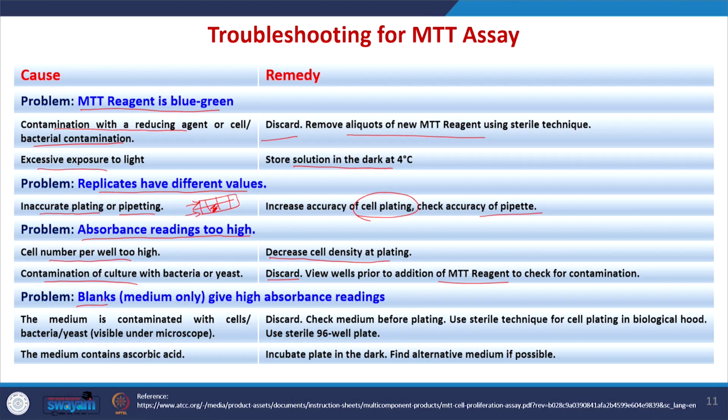And the last problem is the blank. If the medium alone is giving an absorbance reading, in that case the medium is contaminated with bacteria or the medium contains ascorbic acid. If it is contaminated with bacteria, we have to discard it. If the medium has ascorbic acid, or if you are not incubating the MTT assay in the dark, that will lead to an increase in the absorbance in the blank also. So always incubate the plate in the dark, or use a suitable medium, depending on your cell type.